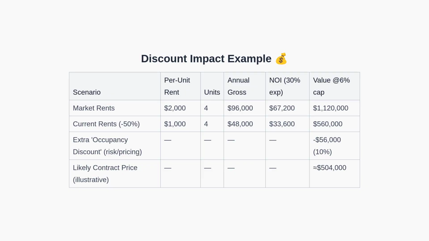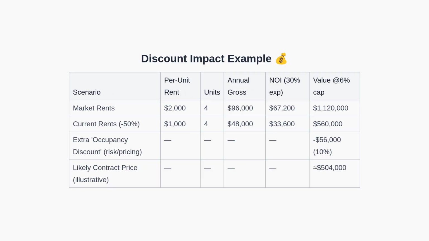Buyers may also demand an additional occupancy discount for risk and time delay, here shown as 10%, resulting in a hypothetical contract price near $504,000. These figures are illustrative only. Actual expenses, cap rates, and discounts vary by market and legal conditions.